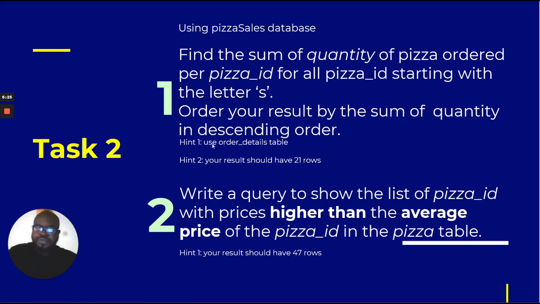So the first hint, I've dropped some hints. First hint is to use our order details table. And the second hint is that our result should have 21 rows. So you would know you're correct when you see that your result has 21 rows. Then the second task is to write a query to show the list of pizza IDs with prices higher than the average price of the pizza ID in the pizza table. And the hint is that your result should have 47 rows. So these are the two tasks for subquery. So we'll see in the next video where we're going to be discussing joins. Thank you.